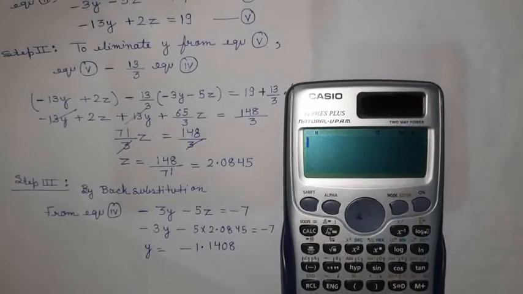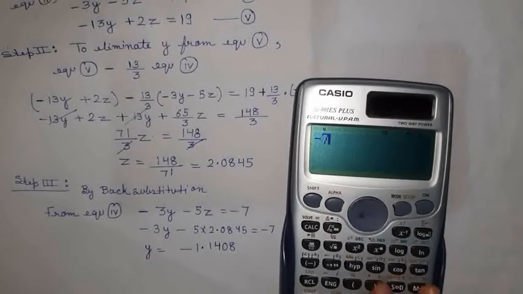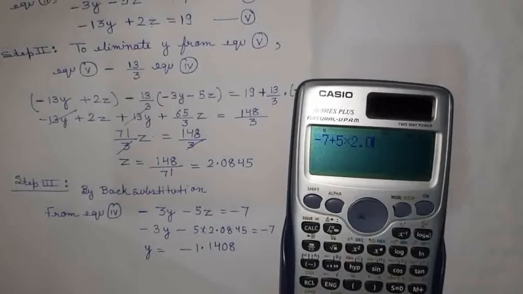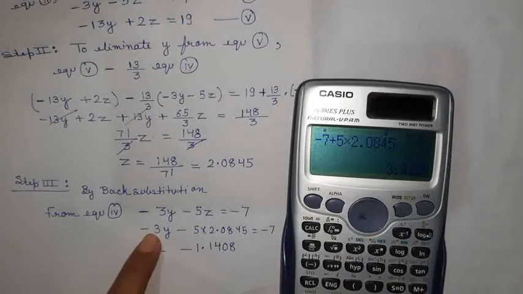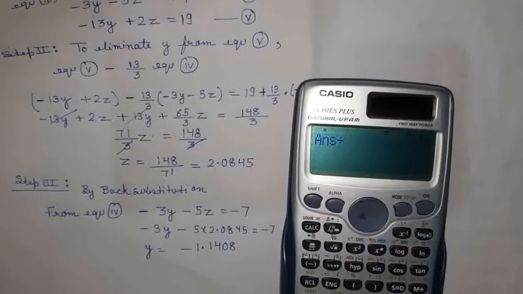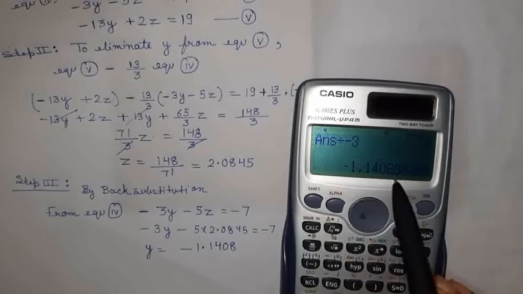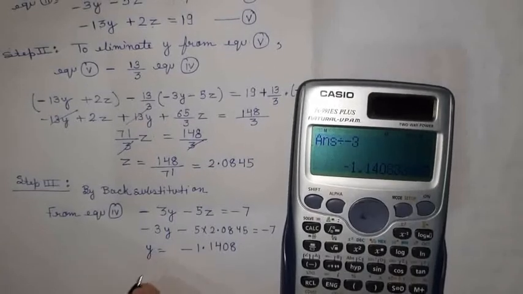Okay students, if we do the calculation, it will be minus 7. This minus will come to this side, then it will become plus 5 multiplied by 2.0845. Then the answer is about this. And if we divide this by minus 3, because the coefficient of y is minus 3, then our answer is about 1.148408. So in place of y I have written this. Like this, we have got the value of y.